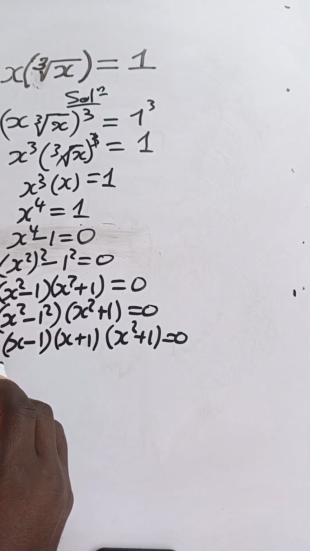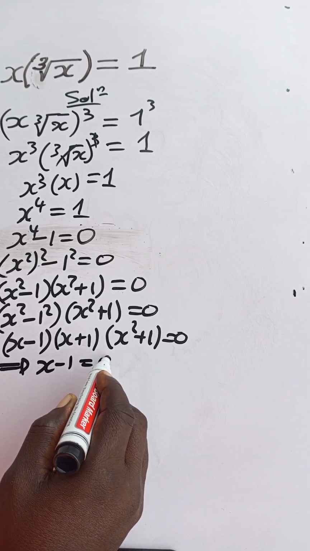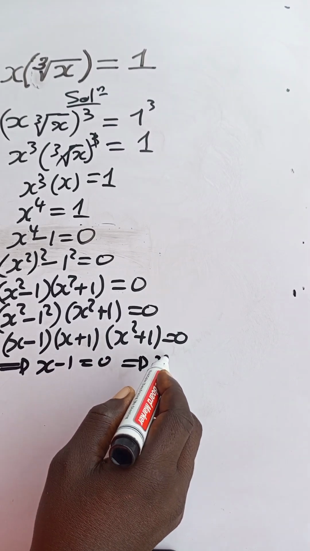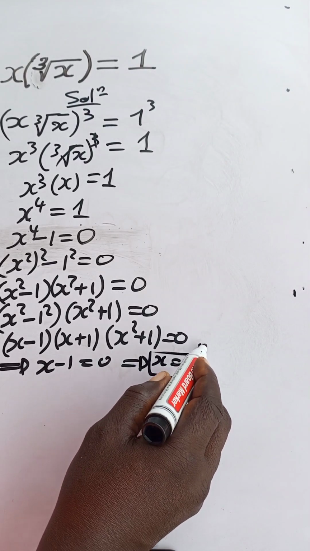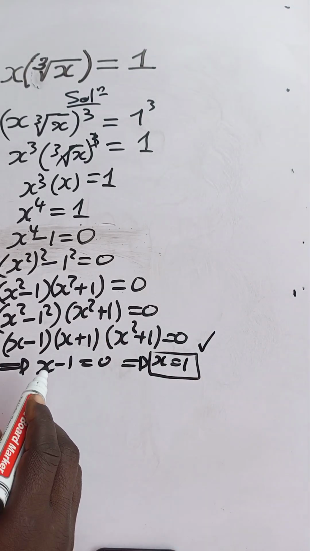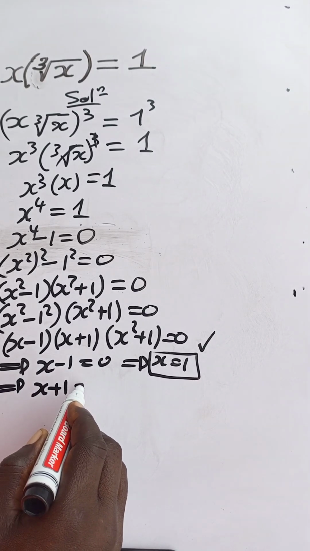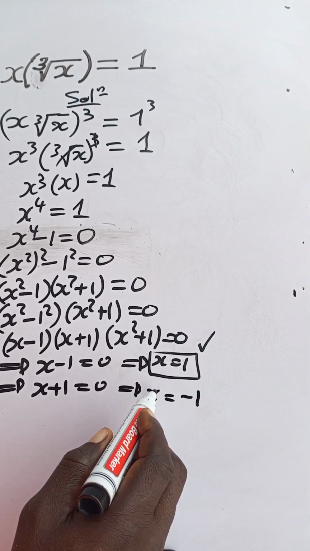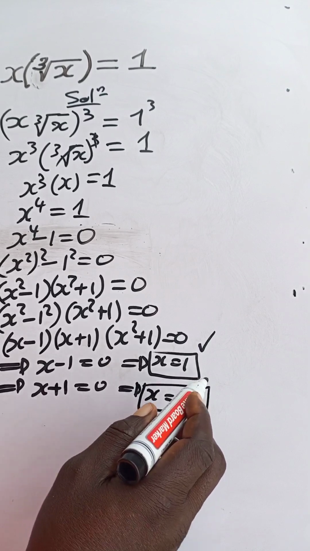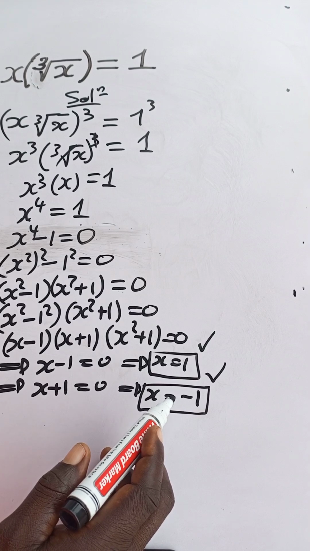That's the meaning. So we can therefore say x minus 1 equals 0. It implies that x equals 1. This is our first solution. All right, it also implies x plus 1 equals 0. That means x equals negative 1. This is our second solution.